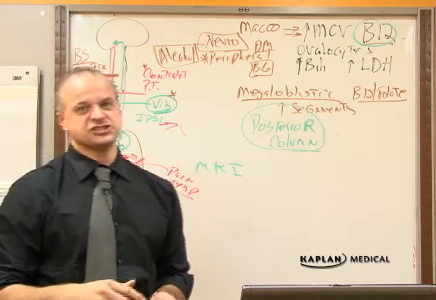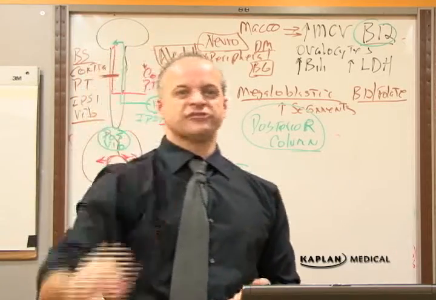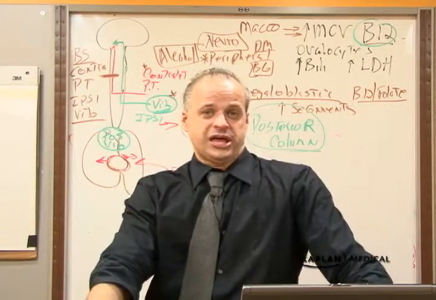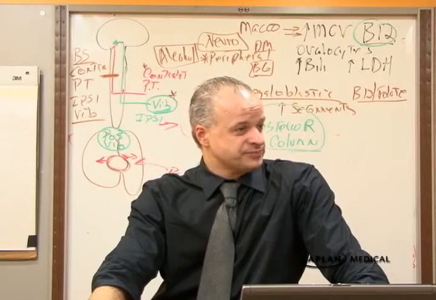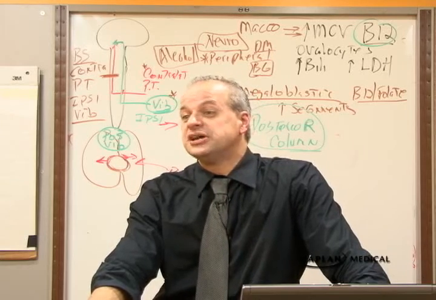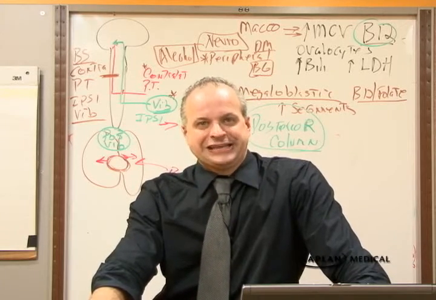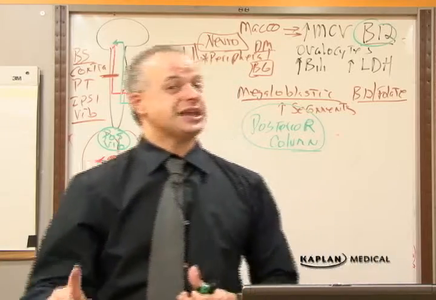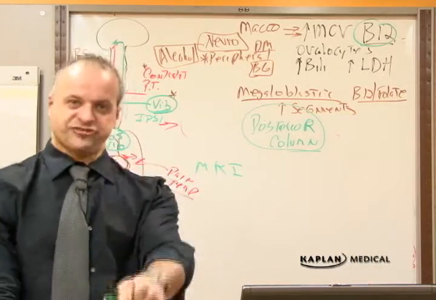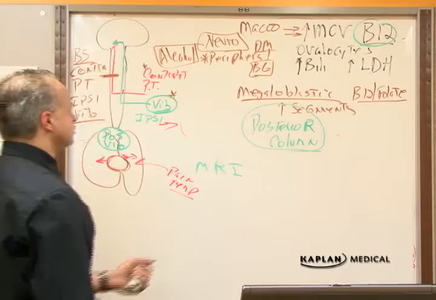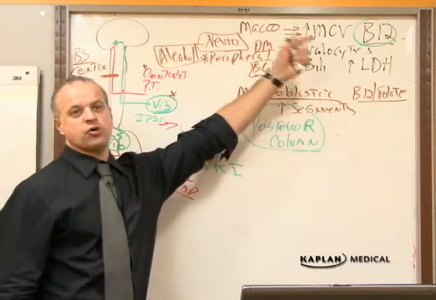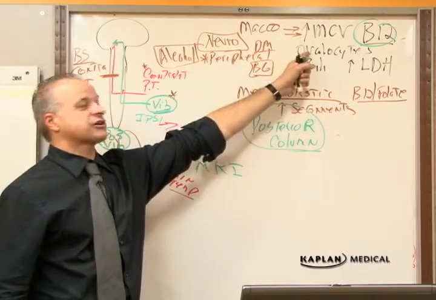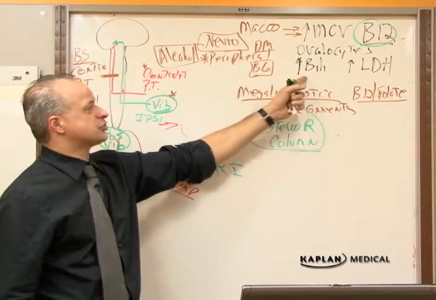There's not that many things that do that. Vitamin B12 deficiency can do it. What else can do that? It's an infection, and it is syphilis. What other thing can do that? Not much. What else? Syphilis. Subacute combined degeneration of the cord, high MCV, macro-ovalocytes, hypersegmented neutrophils.